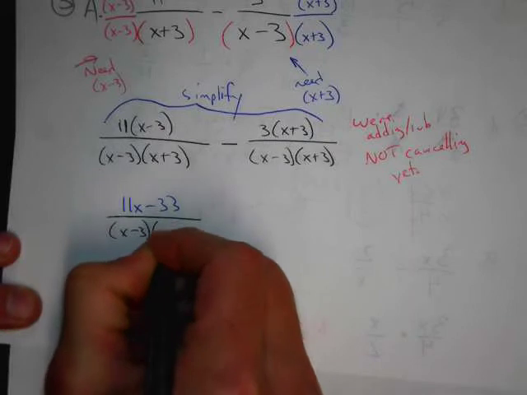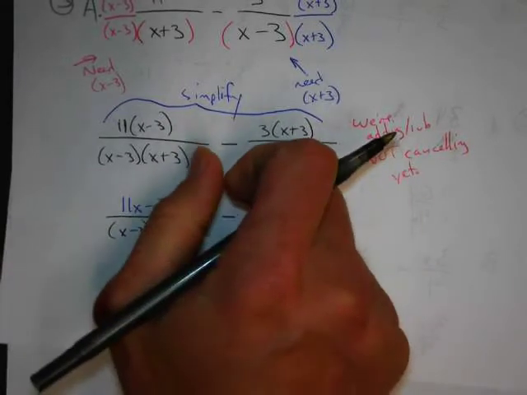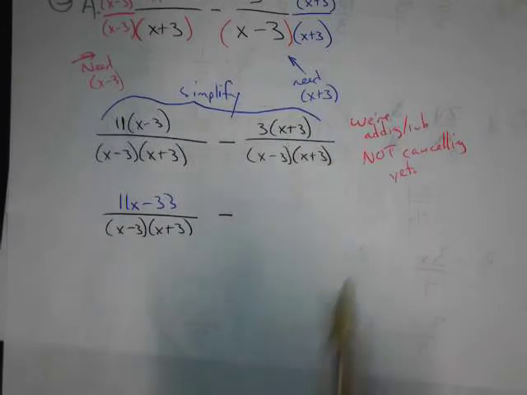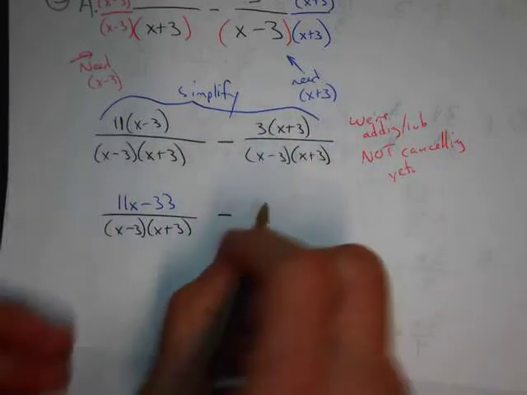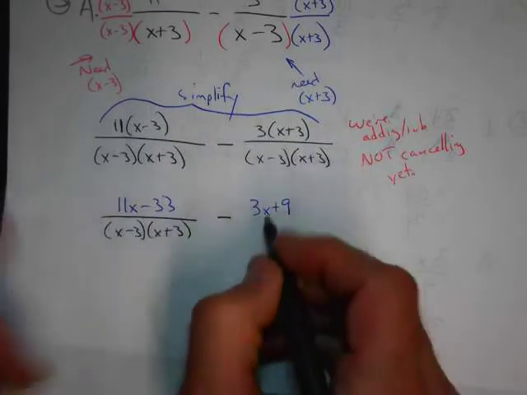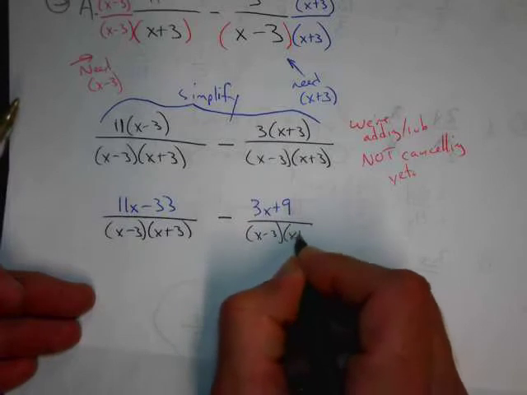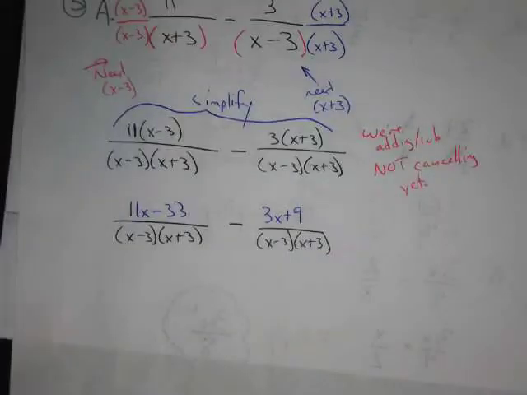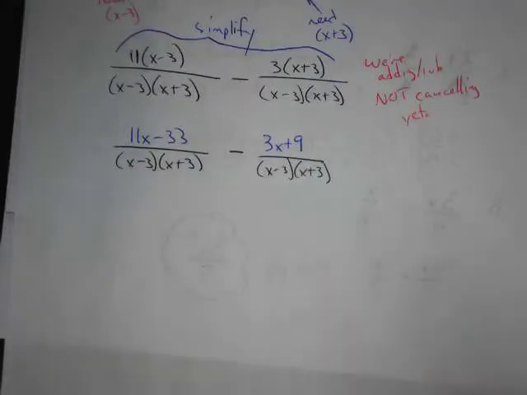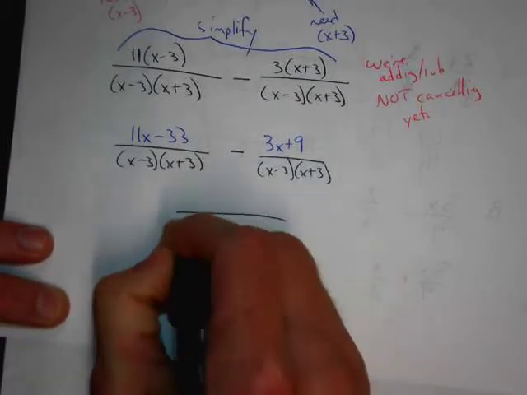If you've recognized conjugates by now, good for you. But I'm going to keep it factored. And then minus, and then this numerator, 3x plus 9. Hopefully you saw that. And then that's going to stay over, again, keeping it factored. I'm chilling, right? So I have simplified my numerators. Now I'm going to work in my same unit of measure. The unit of measure is over all this, so I'm going to keep it over all this.